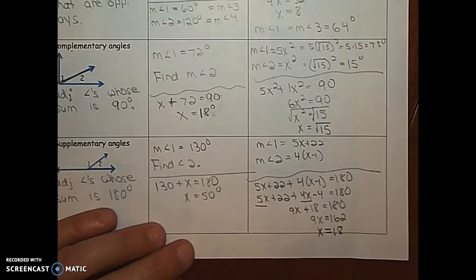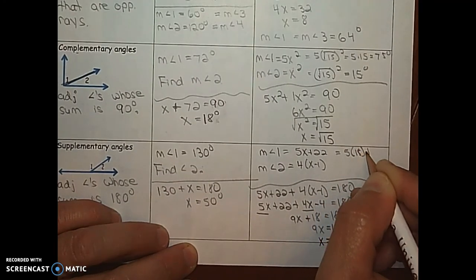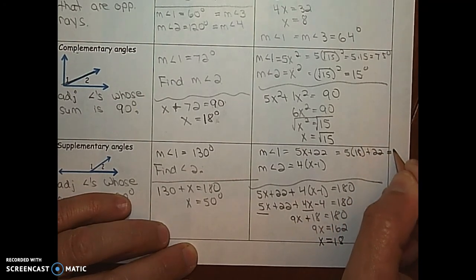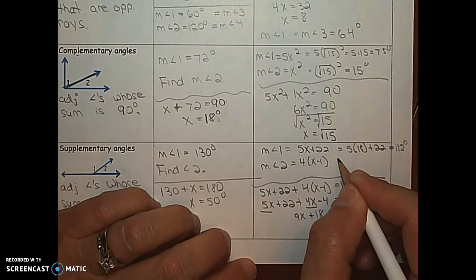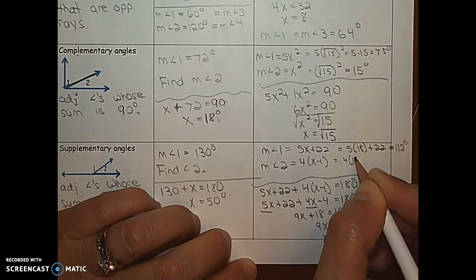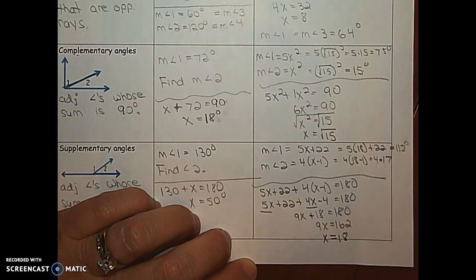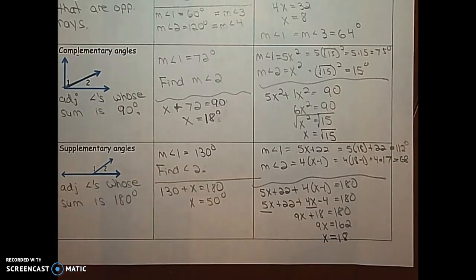And again, let's plug in so we can find the measures of the angles. So we have 5 times 18 plus 22, and we get 112. Then we're going to plug in 18 here, so 4 times 17, and we end up with 68 degrees. And notice again, when I add those together, you get 180 degrees.